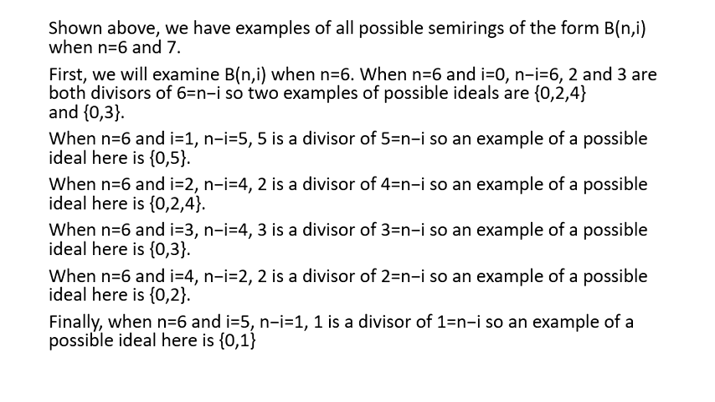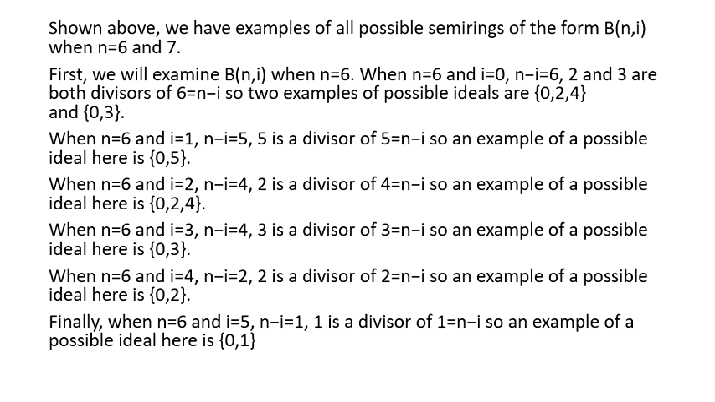So first, let's examine B sub n comma I when n is 6, which was in the previous slide. When n equals 6 and I equals 0, n minus I equals 6, and 2 and 3 are divisors of 6. So two examples of possible ideals are 0, 2, 4, and 0, 3. When n equals 6 and I equals 1, n minus I equals 5, and 5 is a divisor of itself, so the possible ideal here is 0, 5, which is also the principal ideal generated by 5. When n equals 6 and I equals 2, n minus I equals 4, and 2 is a divisor of 4, so one example of a possible ideal is 0, 2, 4. When n equals 6 and I equals 3, n minus I equals 3, and 3 is a divisor of itself, so one example of an ideal is 0, 3.